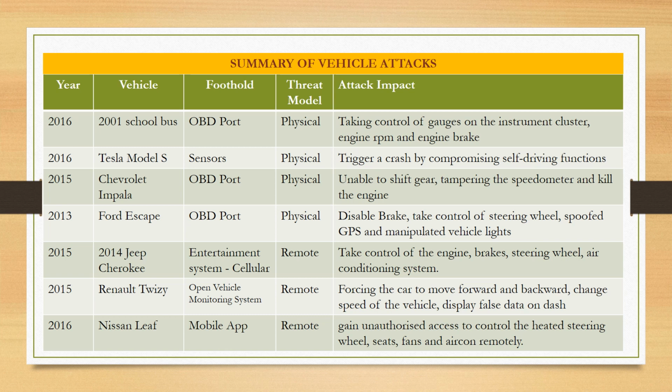In 2016, a Nissan Leaf was remotely attacked using a mobile app, where the attacker took unauthorized access to control the heated steering wheel, seats, fan, and aircon remotely.